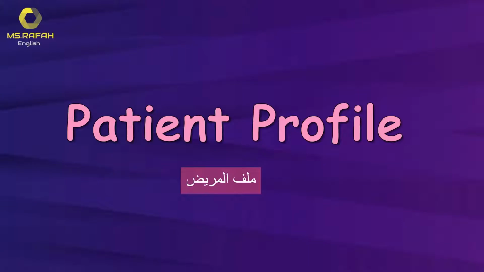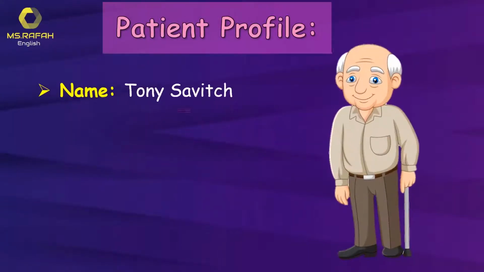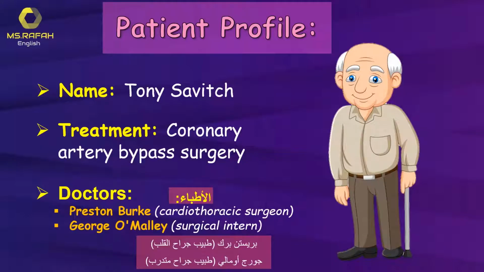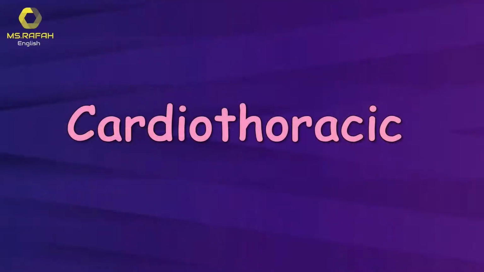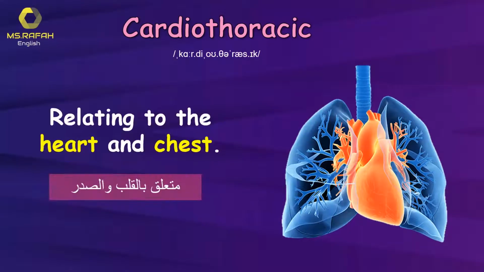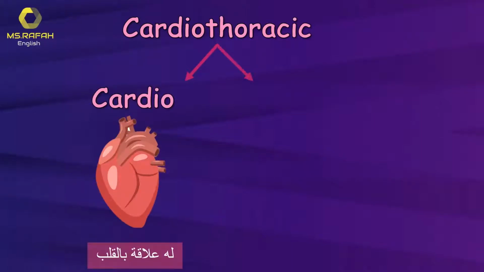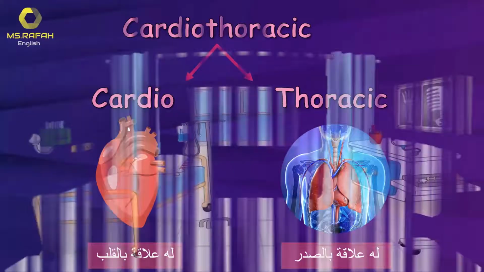Let's see the patient's profile. Name: Tony Savage. Treatment: Coronary artery bypass surgery. Doctors: we have Preston Burke, who's a cardiothoracic surgeon, and George O'Malley, who's a surgical intern. Of course, you're familiar with the word intern, right? Cardiothoracic. We have already talked about the word thoracic, if you remember. Cardiothoracic, relating to the heart and chest. This word can be divided into cardio and thoracic. This is the patient room.